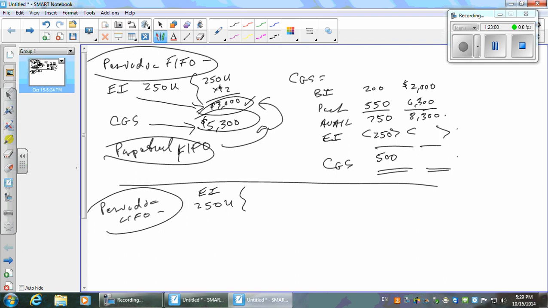Okay, 200 from the beginning, because it's last in, first out. I pretend I buy everything before I sell anything. So I'm selling all those most recent purchases. Everybody agree with that? Okay, so I'm keeping the beginning inventory. So good, that's 200 units at what? So we already knew that was 2,000. So there's part of it. What else do I need?